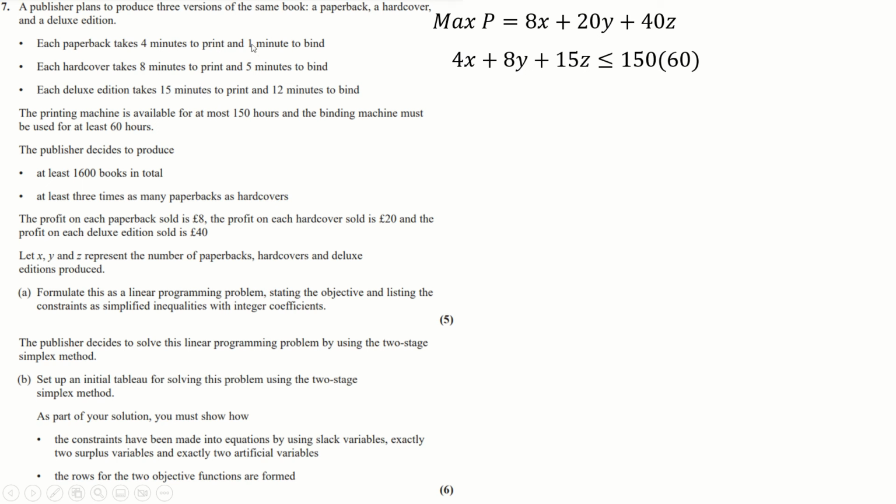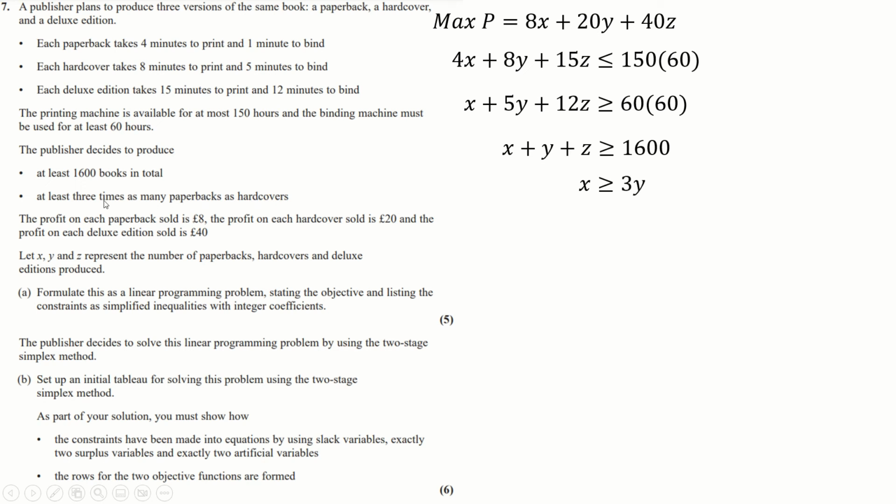Likewise, underneath, we want 1x plus 5y plus 12z to be greater or equal to 60, lots of 60. And then underneath here, we want x plus y plus z to be greater or equal to 1600. And then here, we want 3 times as many paperbacks as hardcovers. Yeah, 3 times as many x's as hardcovers. But that means you put the x's on their own and do 3 times the hardcovers.